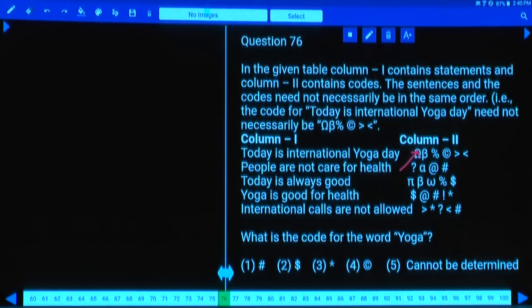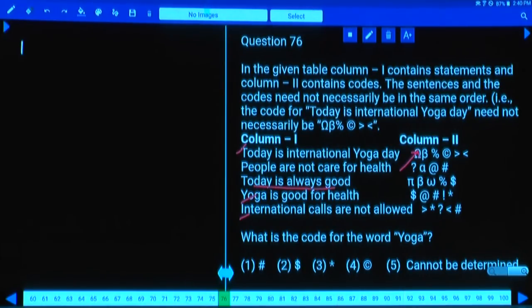Again, after this one, today is International Yoga Day. 1, 2, 3, 4, 5. Now these two consist of 5 and 5. And what are the symbols which are having 5 and 5? Now this is 5 and this is 5 and this is also 5. There are 3 fives, and this is today is always good.